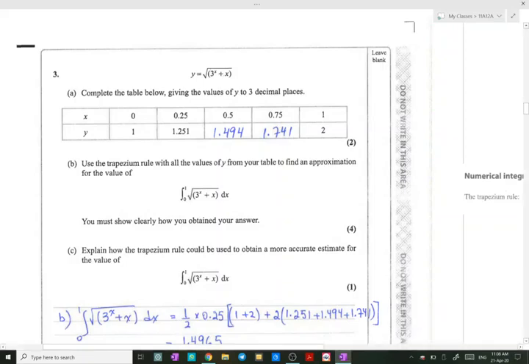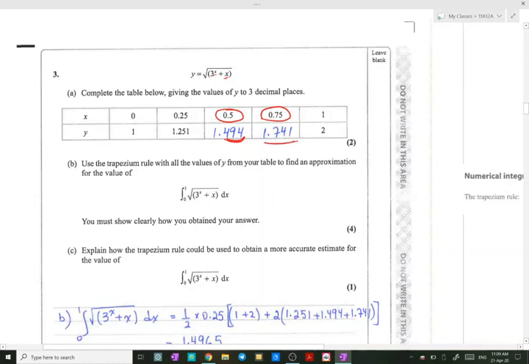So we take the value of x, which they gave us, 0.5, and we replace it instead of x in the function. And since we can use the calculator, it's very easy: you plug in the values and you find that y is equal to 1.494. We need to have 3 decimal places, and when x is 0.75, y is equal to 1.741.